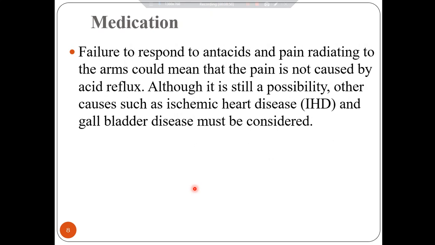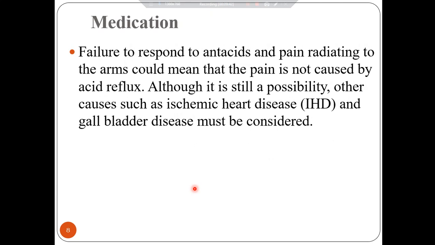Failure to respond to antacid and pain radiating to the arms could mean that the pain is not caused by acid reflux. If the patient came complaining of heart pain and you gave him a suitable OTC medication, and after 1 week he came to you and he still has the pain, not relieved by this medication, this may indicate the cause is not acid reflux. Although it is still a possibility, since there may be a failure in the medication only, the pain may still be caused by acid reflux.